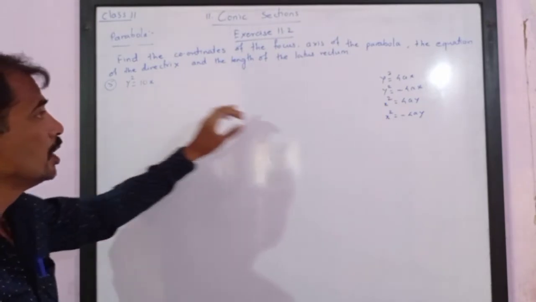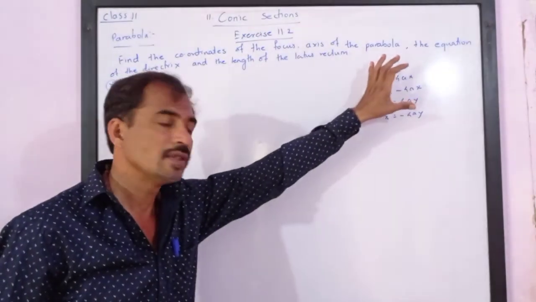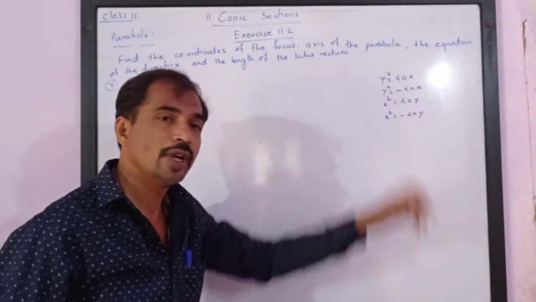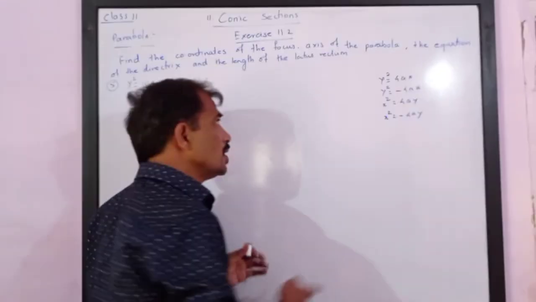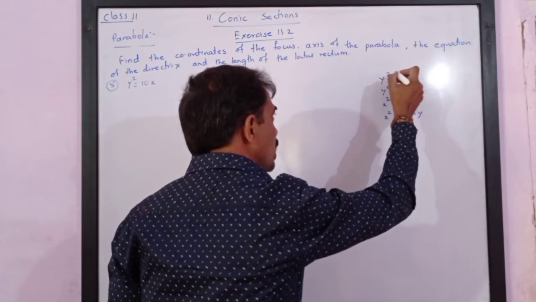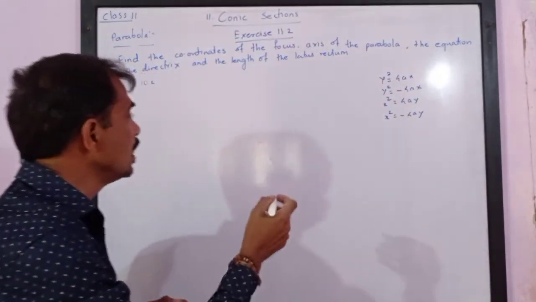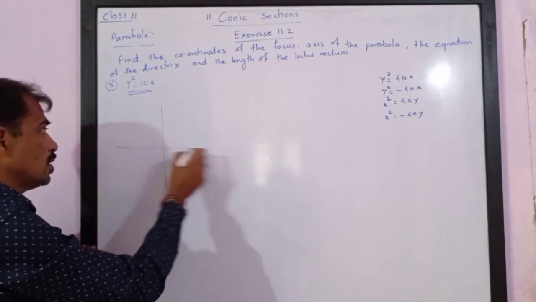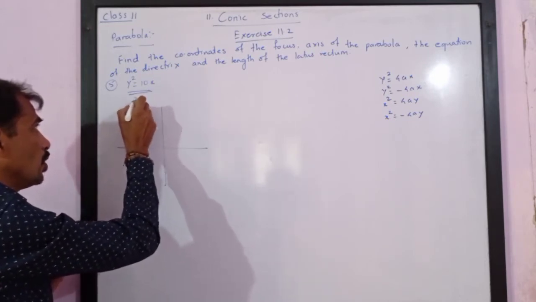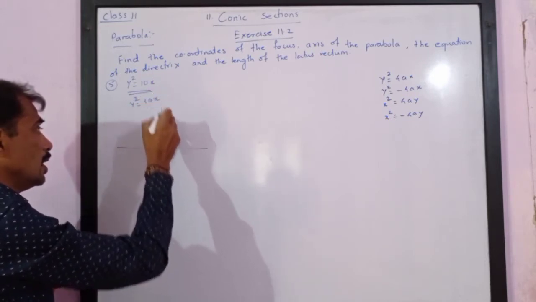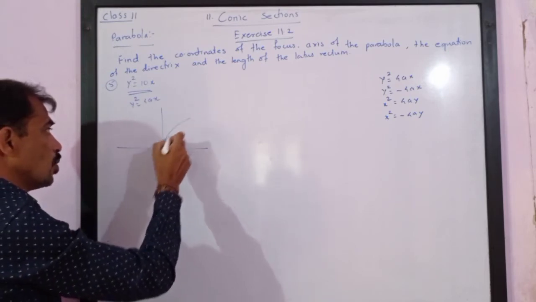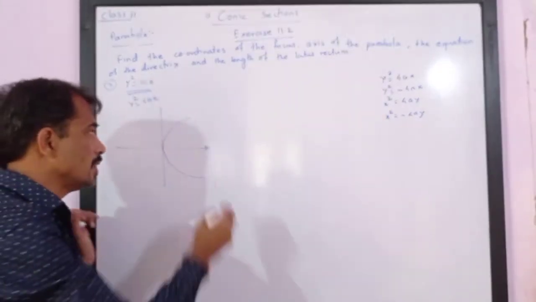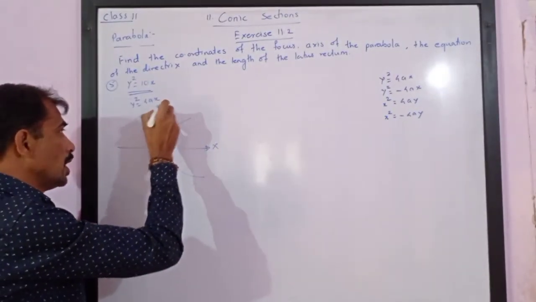Now please note, if you compare with the standard equations of the parabola, the equation is of the form y square is equal to 4ax. Since it is of this form, it is symmetric about x-axis. It means its vertex is at origin and focus is on positive direction of x-axis. So you will get something like this.